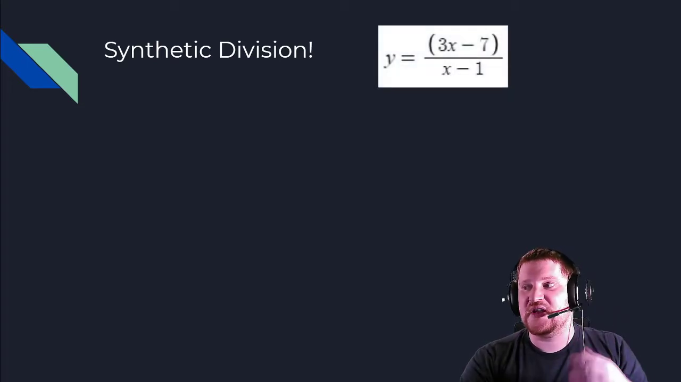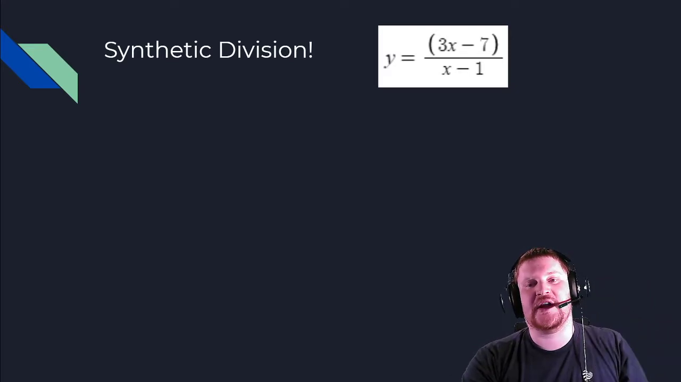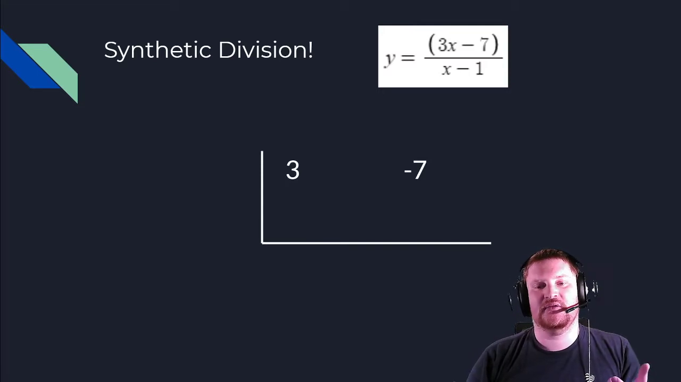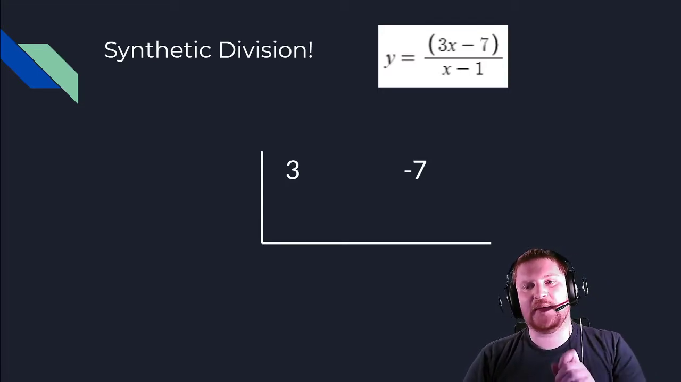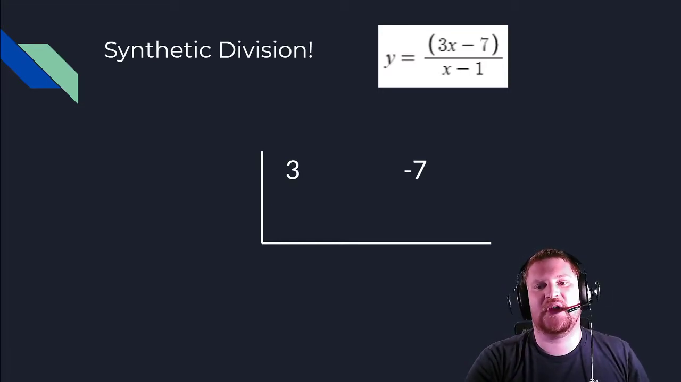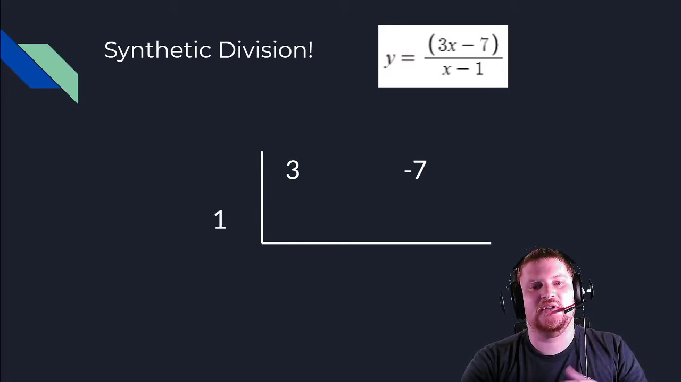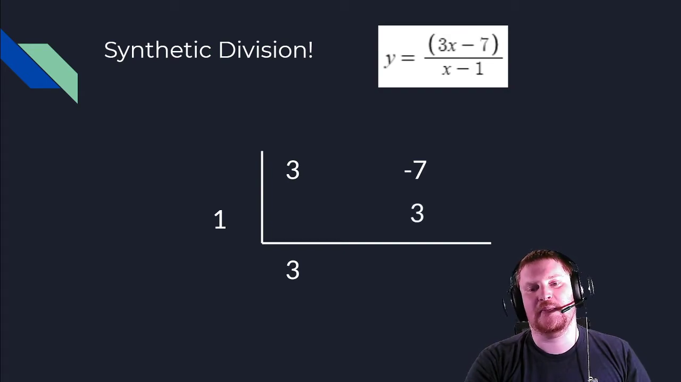So, once again, here's the equation. Synthetic division, you're going to take the top, that's 3x minus 7, and you're going to put that in your box, 3 and negative 7. On the outside, you're going to take the opposite of what's being done on the bottom. So we have x minus 1. That's going to be 1. No, it's the opposite. It's not negative 1. It's just 1. Using our rules for synthetic division, drop the 3. Bring it up. Negative 7 minus 3 is negative 4.